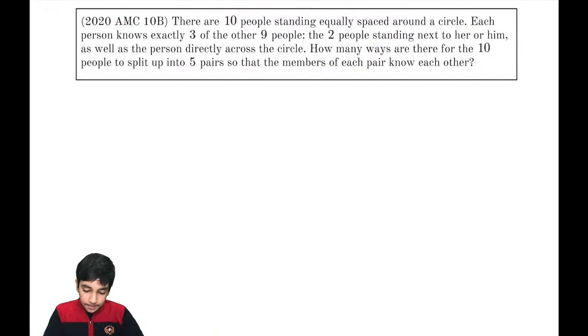Okay, so now as you can see here, we have another problem from last year's AMC 10. There are 10 people standing around a circle, and each person knows exactly 3 of the other 9 people: the 2 people standing next to them, and the person opposite them. We were asked to find how many ways there are for the 10 people to split up into 5 pairs of people who know each other. Those are the 3 different people each person knows.